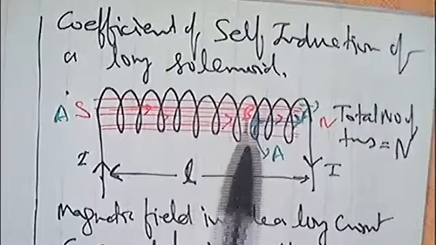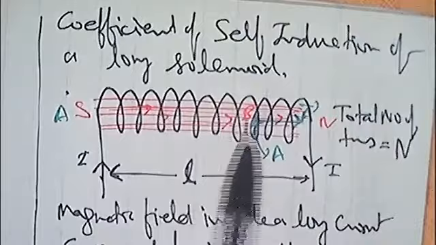Coefficient of self-induction of a long solenoid. This is a long solenoid. Long solenoid means a solenoid whose length is much larger than its diameter. Diameter है few centimeter, तो length है meters में. This is called long solenoid.